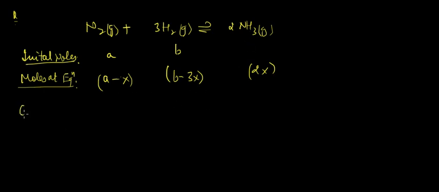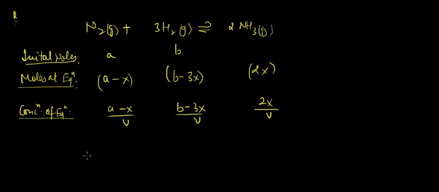Okay, what would be the concentration of the following molecules or compounds at equilibrium? The concentration would be, just divide A minus X by the volume of the vessel, B minus 3X again by the volume of the vessel, and 2X again by the volume of the vessel. And what would be the partial pressure at equilibrium? Partial pressure at equilibrium would be nothing but the mole fraction of the respective molecules multiplied with the total pressure of the mixture.